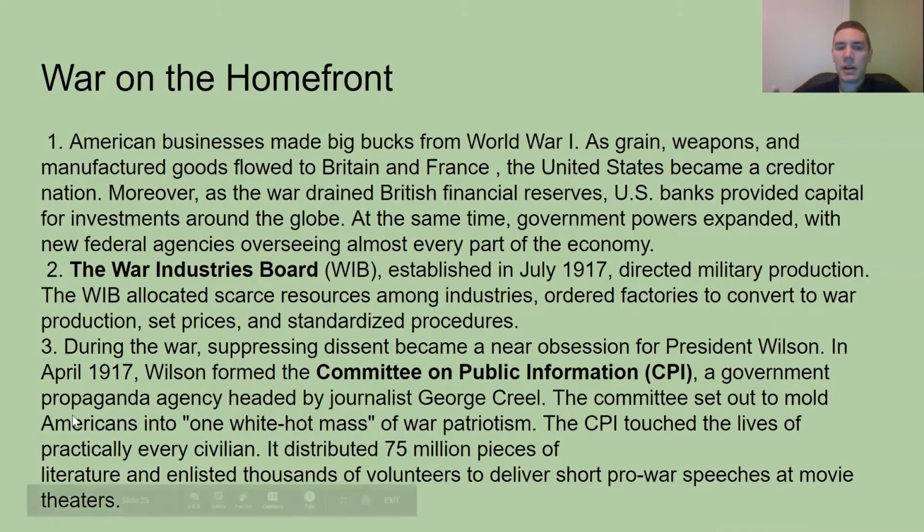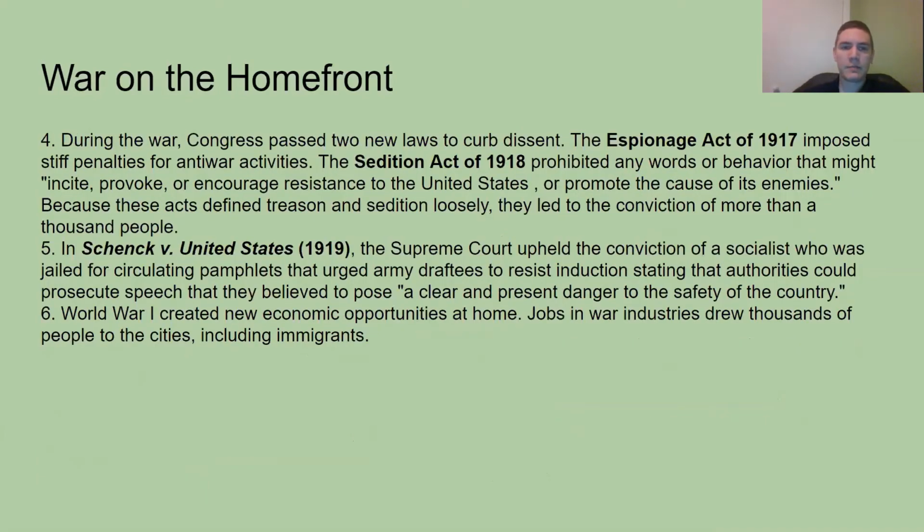They're also going to create the Committee on Public Information. This is going to be basically a propaganda arm of the government to try to convince Americans that their side is right and the other side is bad, evil. With that, they tried to stamp out any dissent, any arguments against joining the war.